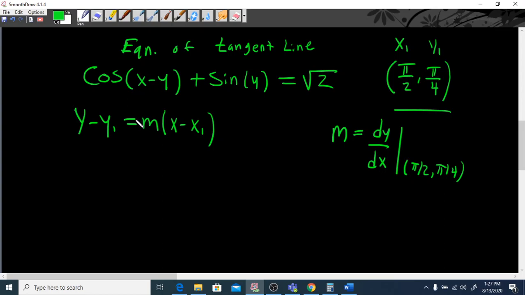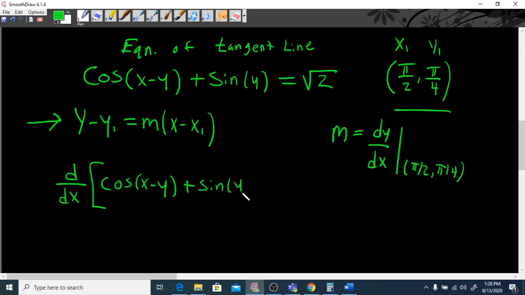All right. So before we can do this, we need to find the derivative of this expression, dy dx. So we apply the derivative operator to both sides, just like all the other problems like this. Cosine of x minus y plus sine y, derivative, equals, and then d by dx of the square root of 2. So all I did was apply the derivative operator to both sides with respect to x.